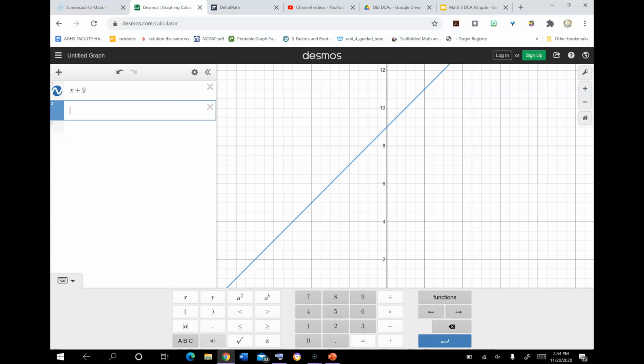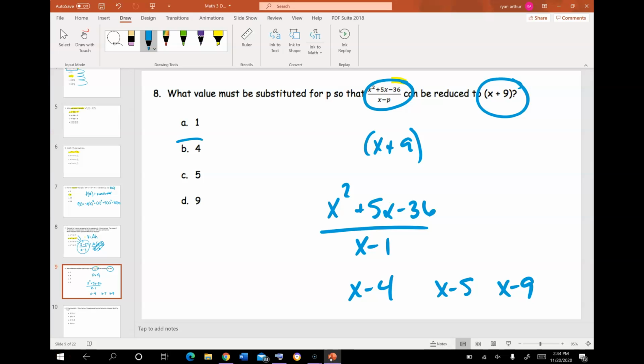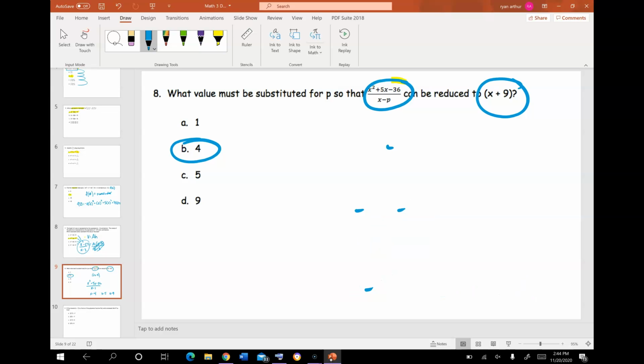Now we're going to play around with P. So we're going to say y equals x squared plus 5x minus 36 divided by, here we're going to play around, it's x minus P. Well, our first option is 1, so we're going to say x minus 1. Well, that don't give us the same graph. So now we're going to say x minus 4. That gives us the same graph. So guess what? It's 4. It's B. Okay?